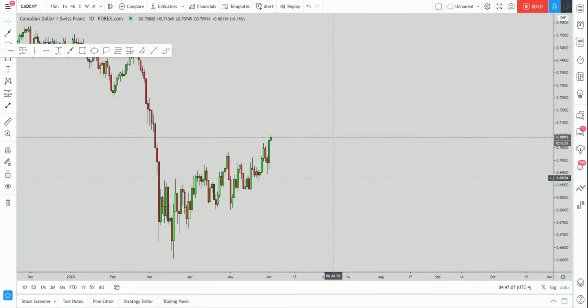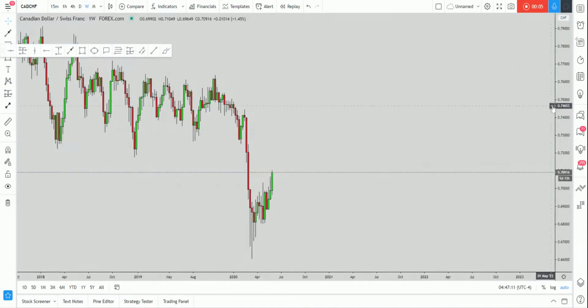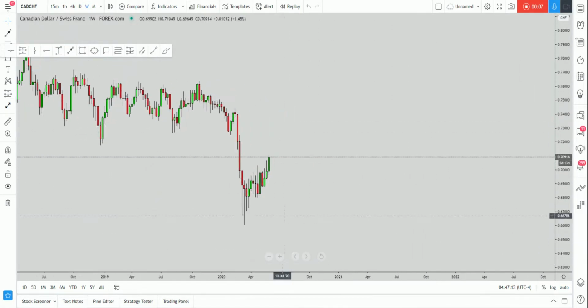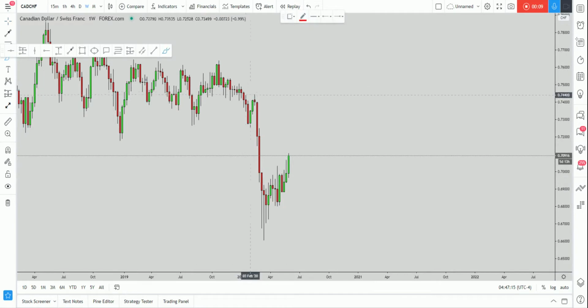Okay, so what kind of situation do we have at the moment from a CAD CHF perspective? Now, on the weekly time frame, what is the situation? On the weekly, we have a market that clearly has created a nice impulse to the downside, followed by a retracement. Now, specifically, the last candle of this retracement, what did it create? It created this candle here.